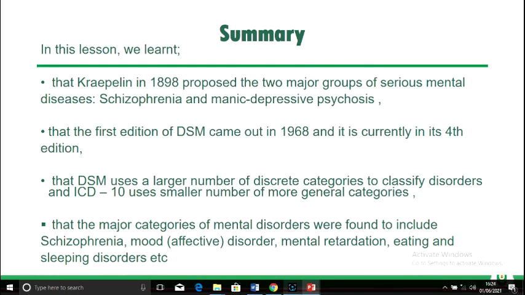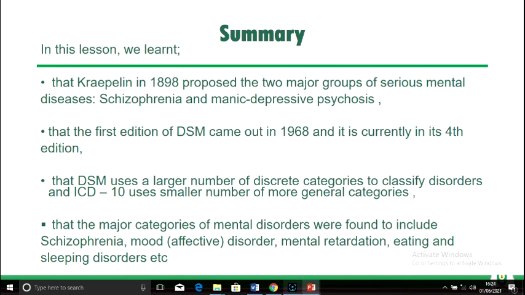Now, what we are going to be looking at is the summary of what we have been talking about since we started. That Kraepelin in 1898 proposed the two major groups of serious mental diseases, schizophrenia and manic depressive psychosis. That the first edition of DSM came out in 1968 and is currently in its fourth edition.